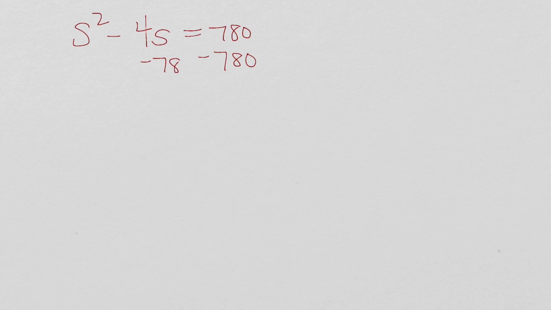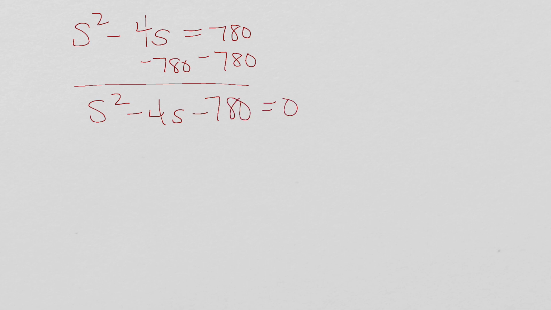We'll start a new page here. S squared minus 4S equals 780. I'm going to subtract 780 from both sides. That leaves me with S squared minus 4S minus 780 equals 0. And then doing the factoring with the t-chart, I'm looking for two things that I will multiply together to get negative 780. And when I add them together, it gives me negative 4.